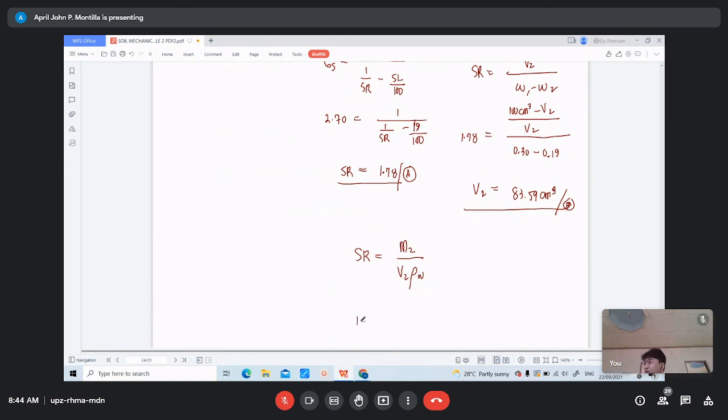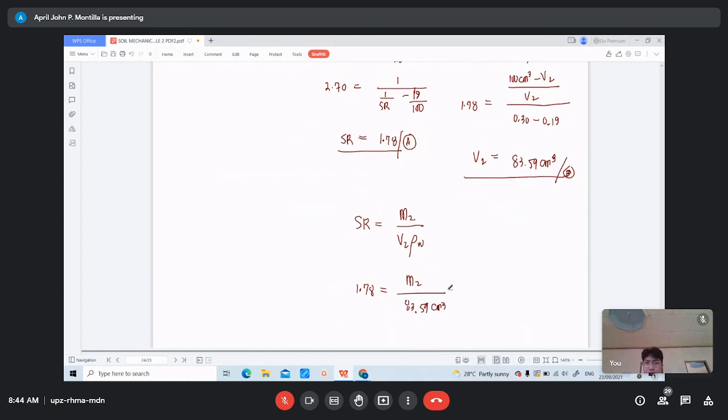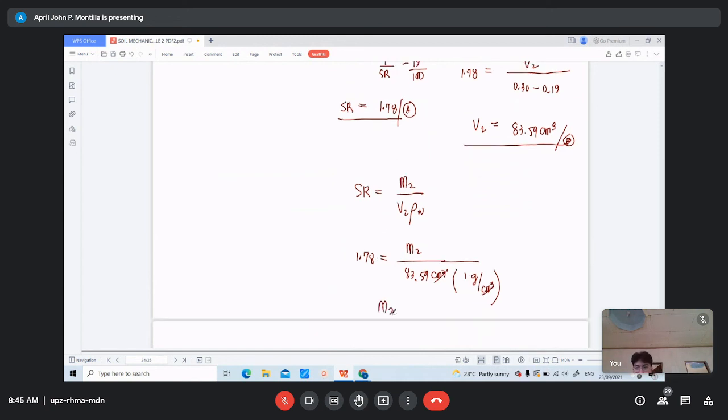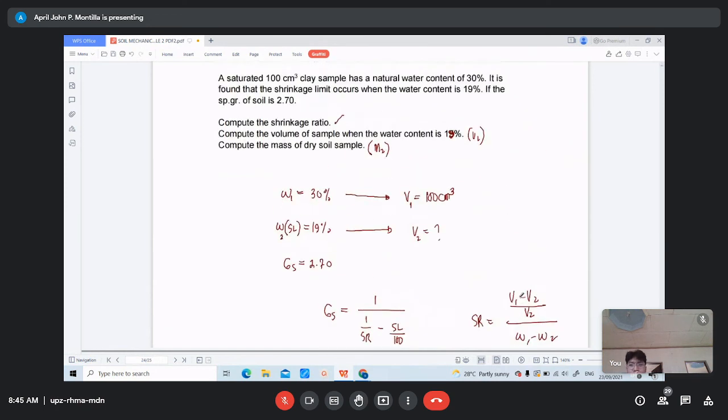So, direct substitution din, di ba? 1.78, ang M2 ay unknown, ang V2 ay 83.59, multiplied by density of water, na 1 gram per cubic centimeter. So, cancelled na. By cross multiplication, grams yung unit ng mass of dry soil, or M2. What is M2? 149.17 grams. And these are the requirements in this given problem.